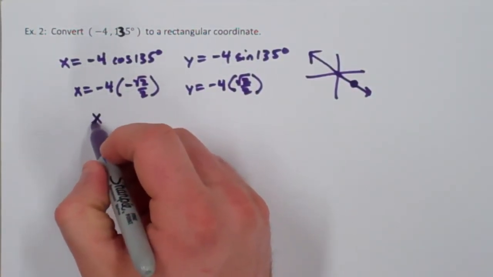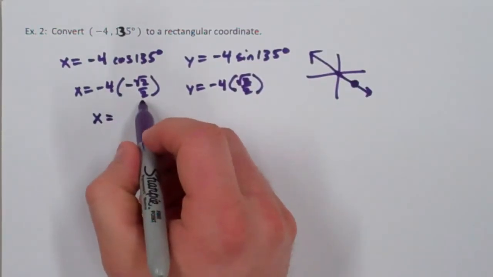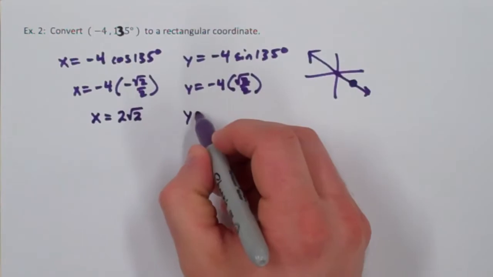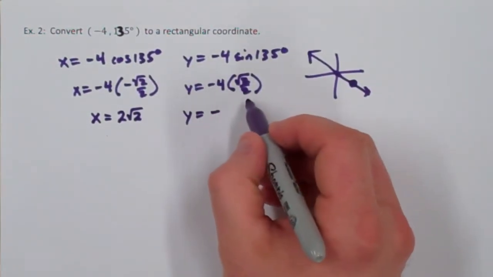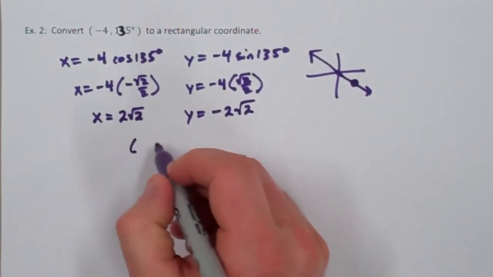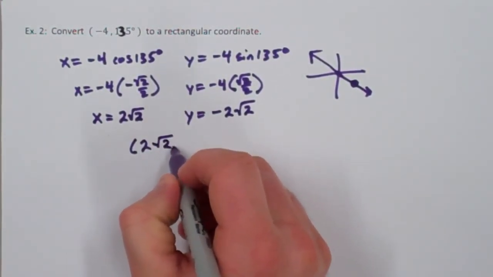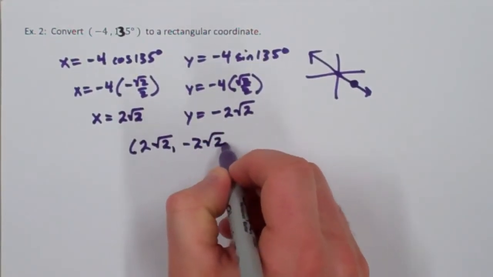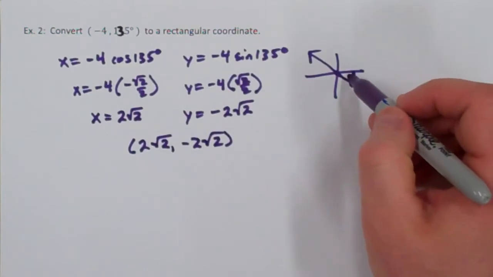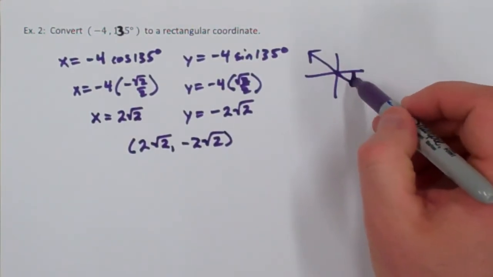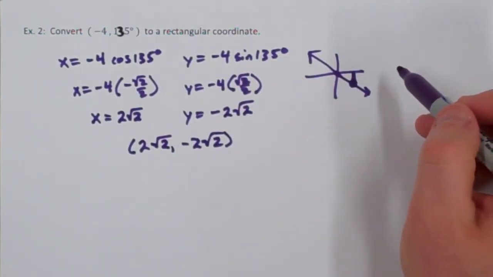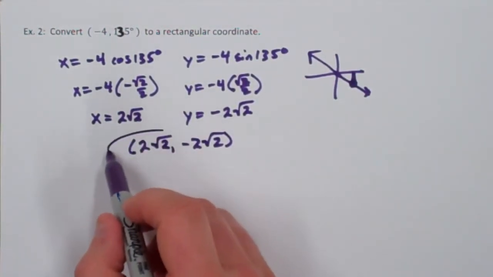So negative times a negative is a positive. 4 over 2 is just 2, and then we've got a root 2 there. This one will be negative, and then 4 over 2 is 2, and you've got root 2. So the coordinate pair is (2 root 2, negative 2 root 2). And that does work. We would notice also here that if this were drawn perfectly, this x and y would be exactly the same value, with the exception that the y would be definitely negative. And that's what we have here.